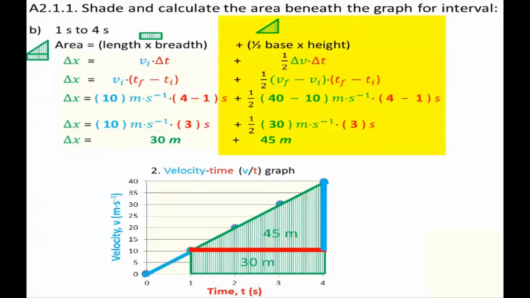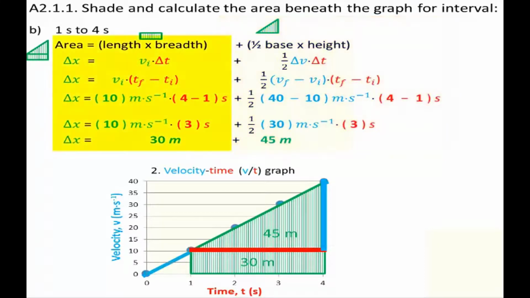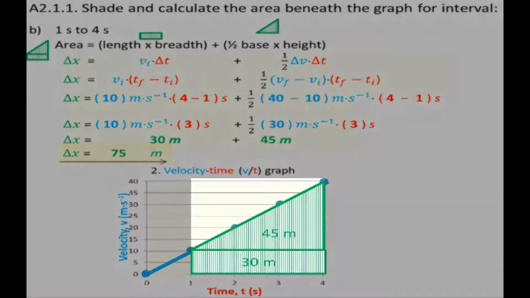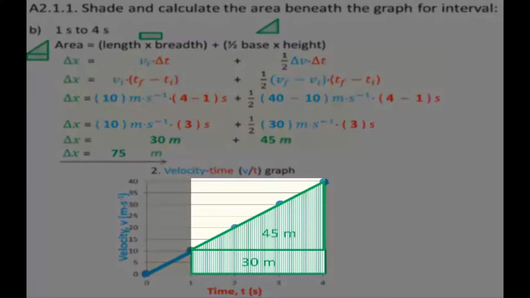But now it did both of those things. It was traveling at its initial velocity, and then on top of that, it accelerated. So its displacement is the sum of the two distances. So it is displaced 30 meters plus 45 meters, 75 meters. So the total area underneath this graph for this interval 1 to 4 seconds is 75 meters. 30 meters for the rectangle, 45 meters for the triangle, 75 meters for the entire area.